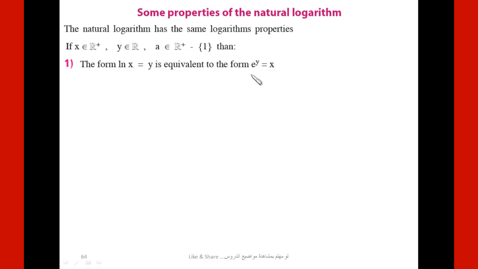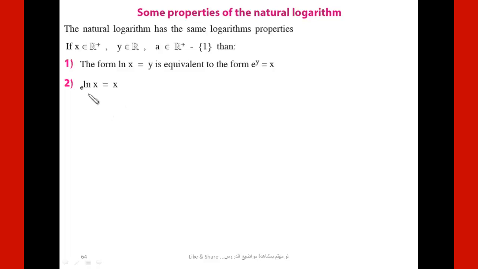Here is the exponential form e power y equals x, and it's equivalent to the logarithmic form ln x equals y, because you can write this as logarithm x to the base e. So these two forms are equivalent forms to e power ln x equals x, and you have to memorize these rules to use them in solving problems.